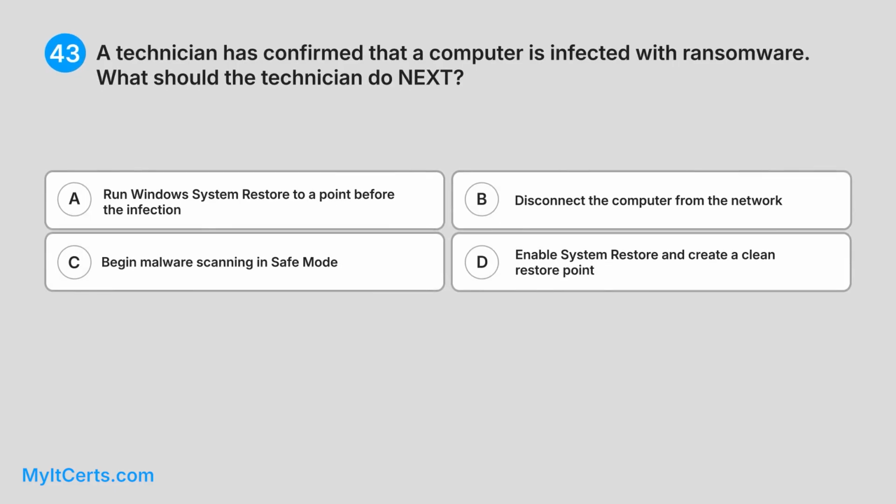43. A technician has confirmed that a computer is infected with ransomware. What should the technician do next? A. Run Windows system restore to a point before the infection. B. Disconnect the computer from the network. C. Begin malware scanning in safe mode. D. Enable system restore and create a clean restore point.